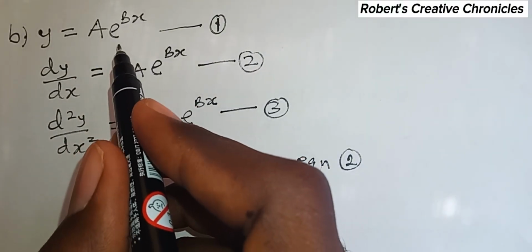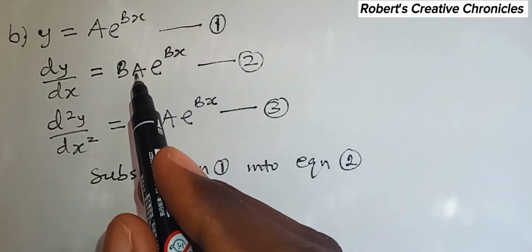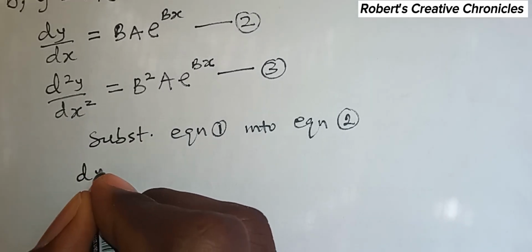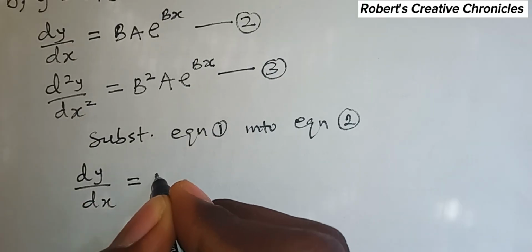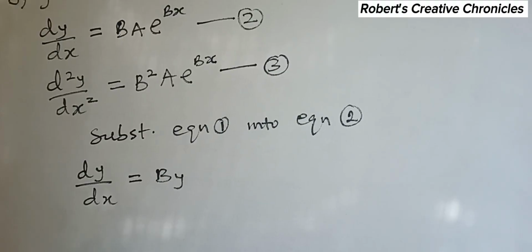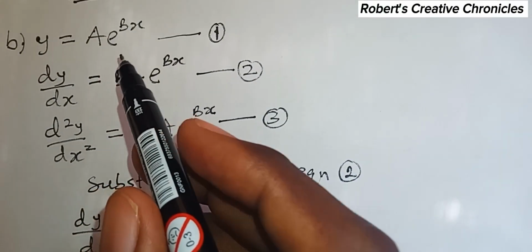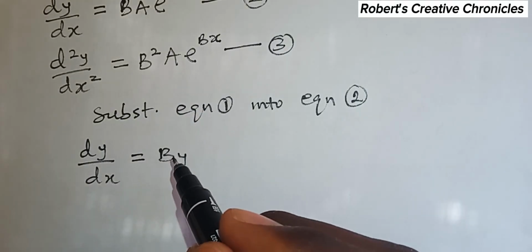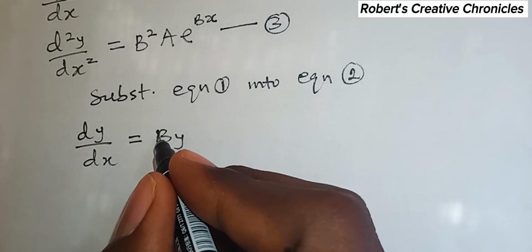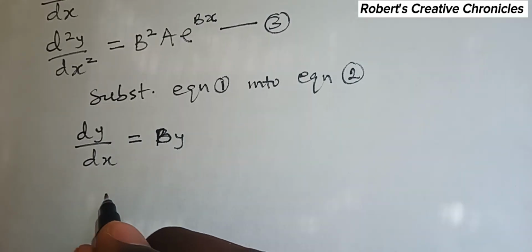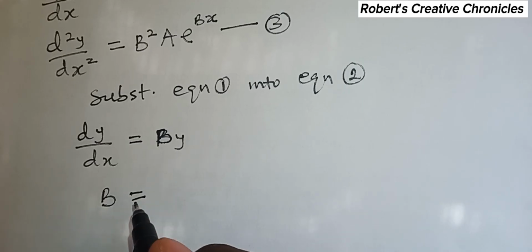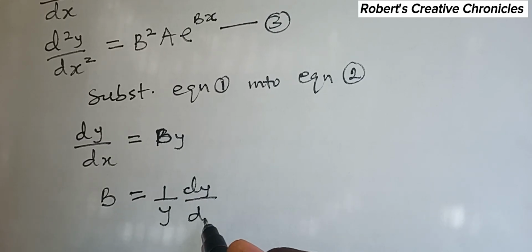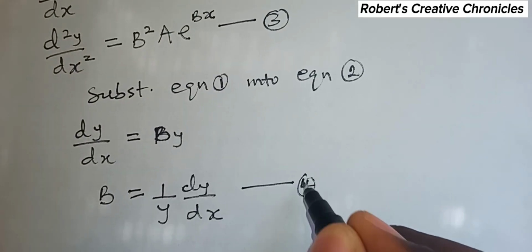So here y is this. So this is also y. So if I substitute it, I'll get dy over dx equals by. Since a exponential bx is y, I'll make b the subject of the formula. Then b equals 1 over y, dy over dx. Call this my equation 4.